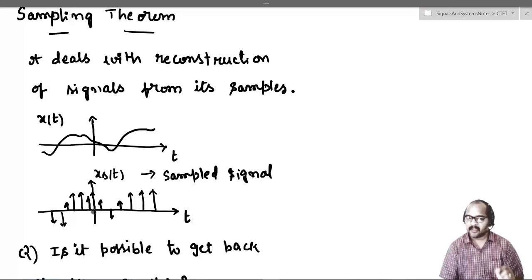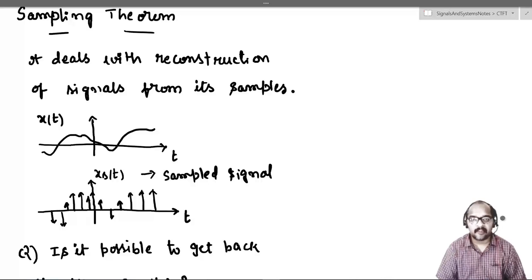Intuitively, what do we say? Yes, it is possible to get back your signal x of t from the samples of x of t. But how does that happen? That we will see mathematically. Again, I repeat, sampling theorem deals with getting back our original signal x of t from the sampled signal xs of t.